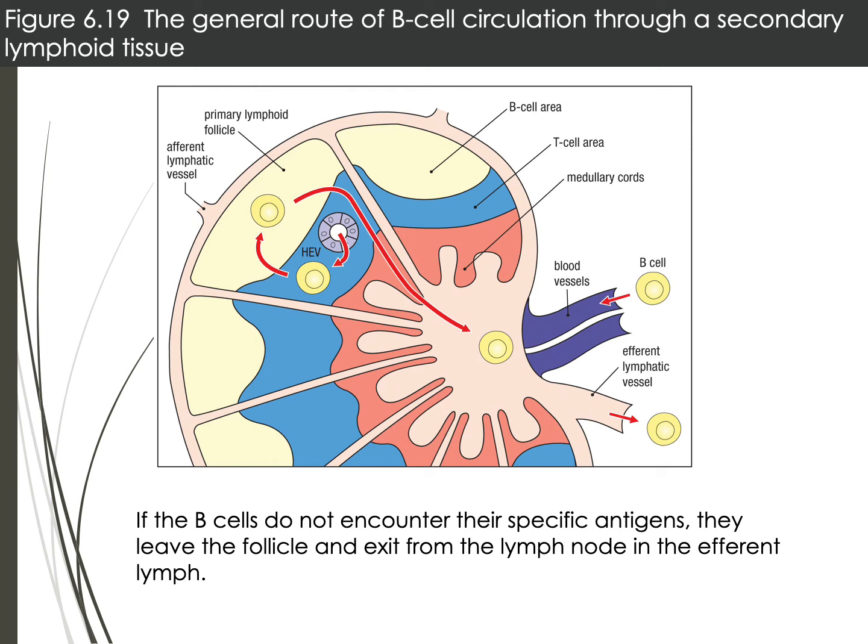The other way to get into the secondary lymphoid tissue is through blood vessels. And so the B cell is going to enter through the blood vessel and then through the HEV. It initially goes to the T cell area and then moves out to the B cell area. And this is also referred to as the primary lymphoid follicle. In that follicle, that's where it can go through additional development.